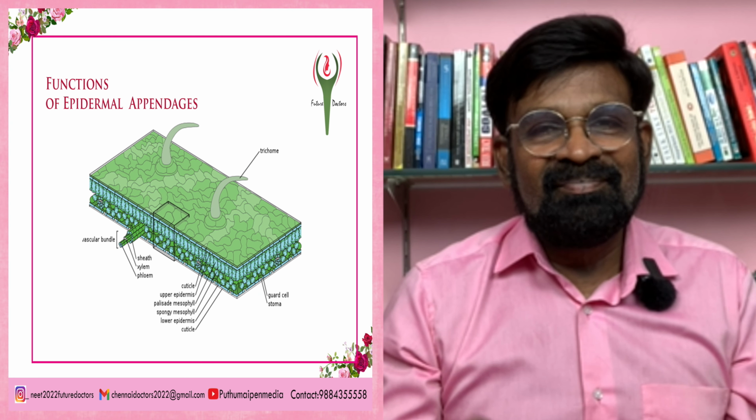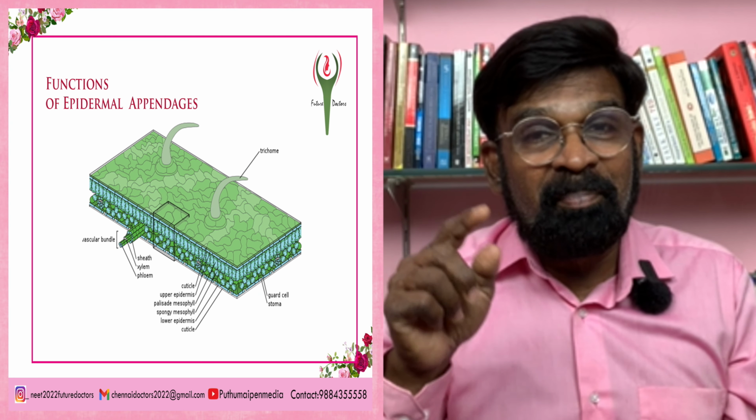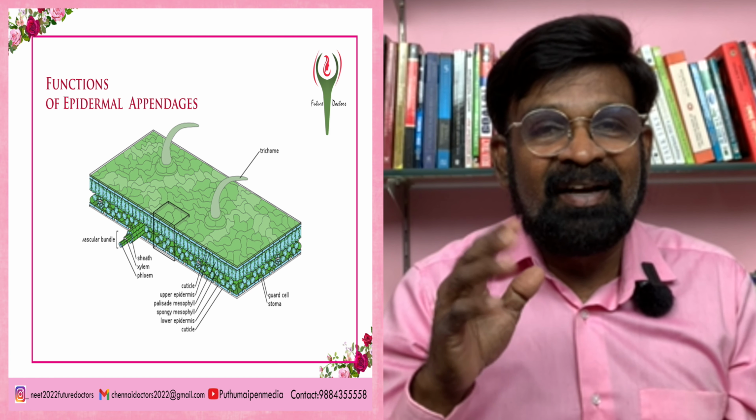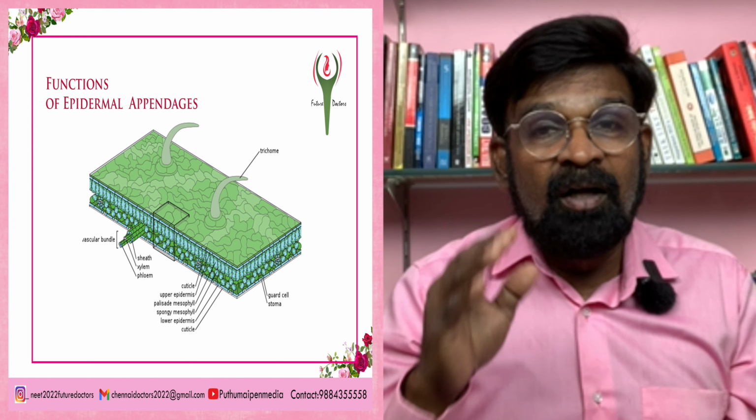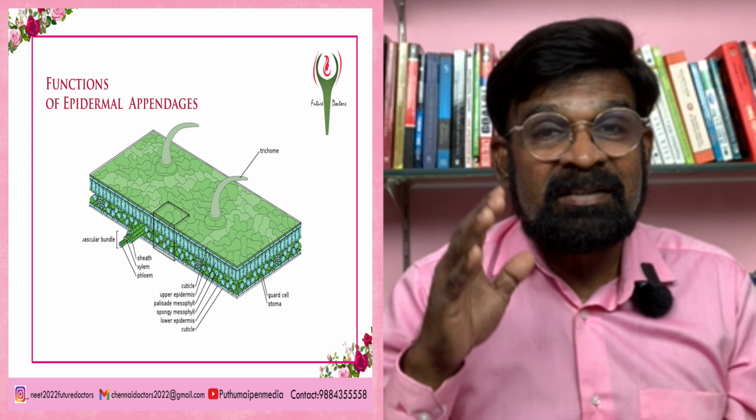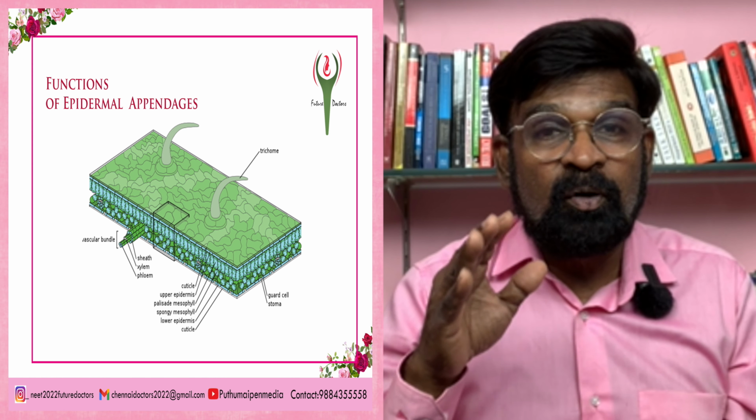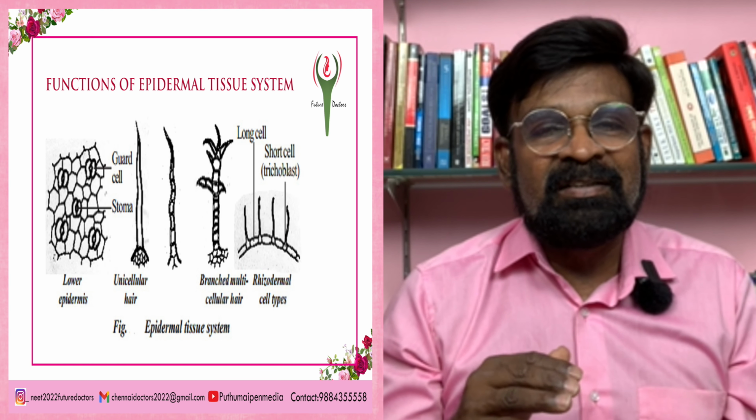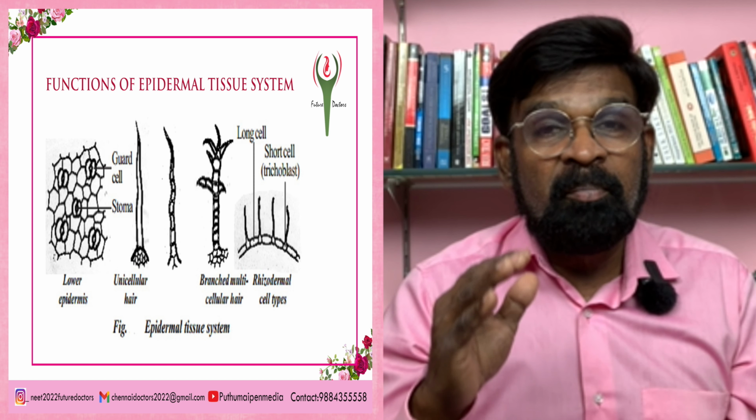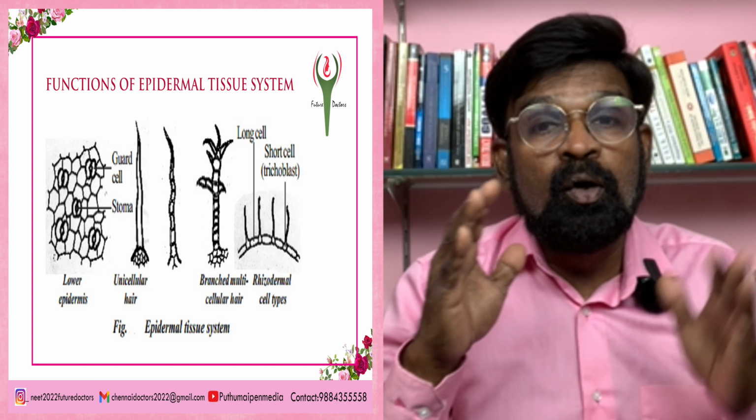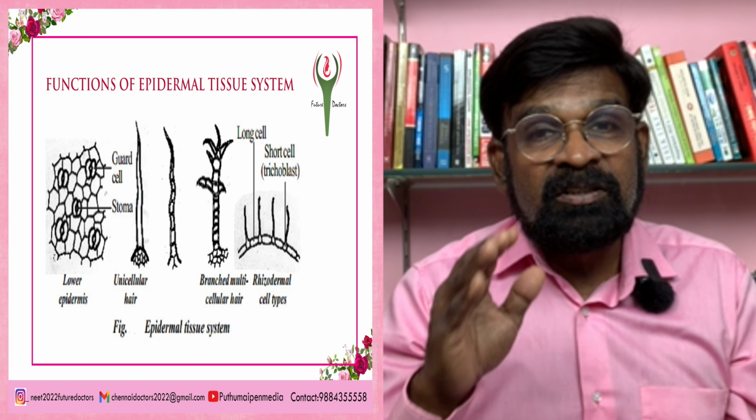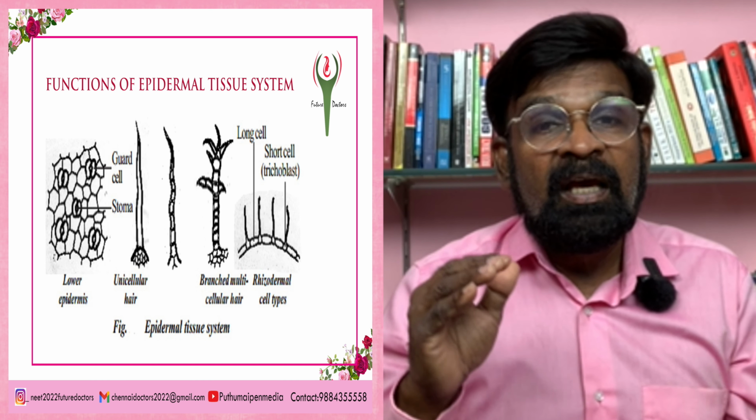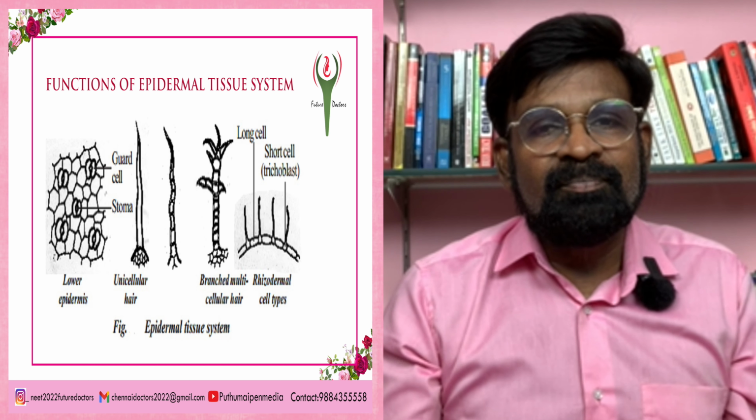Next slide. They protect the plant against excessive loss of water and grazing. They also help in climbing in some plants. Example, rose. Next slide. Functions of epidermis: they serve important functions. It provides a protective covering all over the plant parts. The presence of cuticle helps in the reduction of evaporation of water.